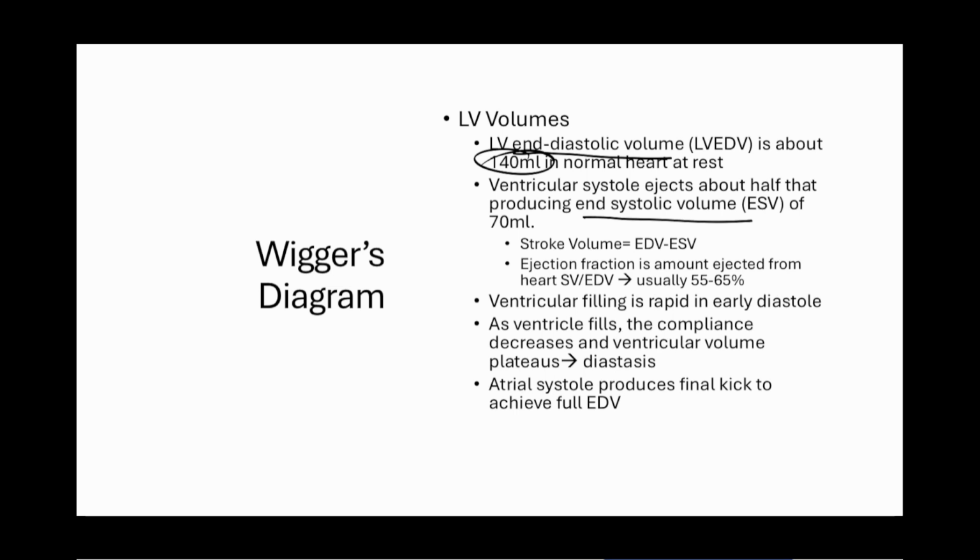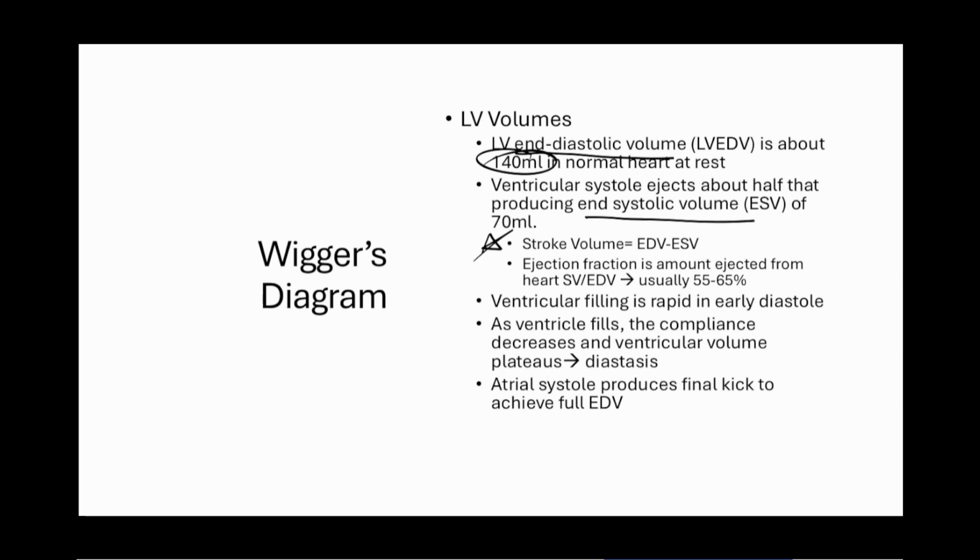So when the aortic valve shuts, you're going to be left with 70 mLs of end systolic volume in the left ventricle. Everyone good on that? So we can determine a stroke volume. Stroke volume is just your end diastolic volume minus the end systolic volume. So how much blood does your heart squeeze out with every beat? Normal is about 70 mLs.